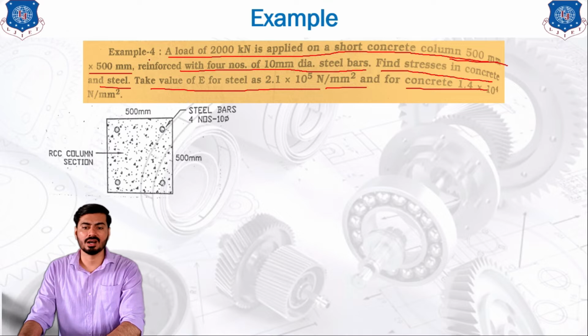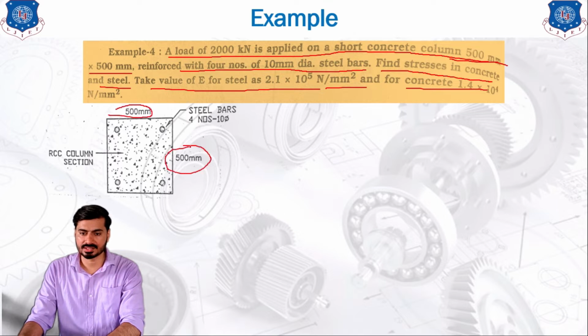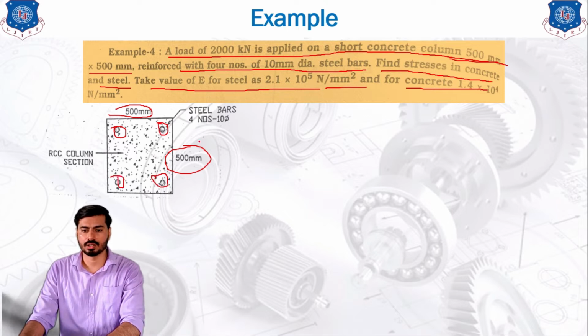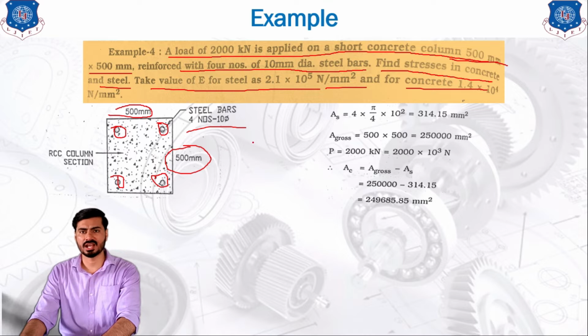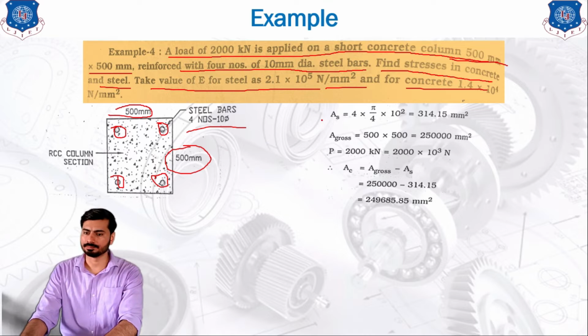Now we can make a figure like this, where you can see the dimensions are 500 mm and 500 mm on both sides, which is the square cross section. It is having 4 steel bars, one in each corner, each having 10 mm diameter. So this is the basic cross section area of the steel concrete column.